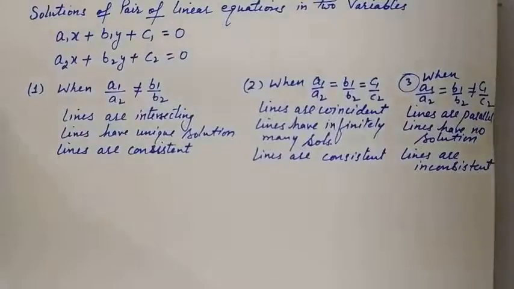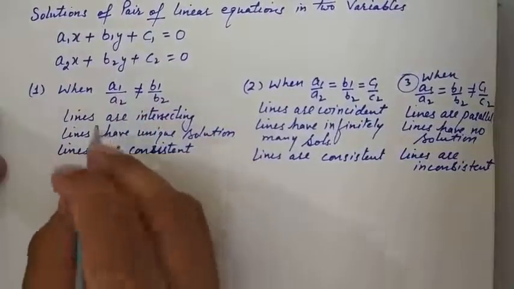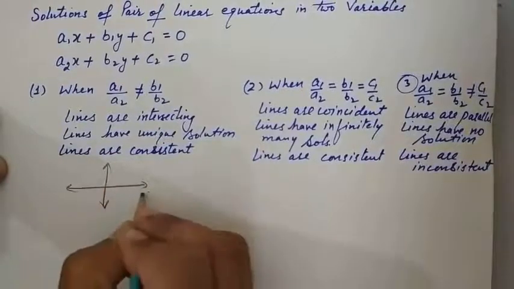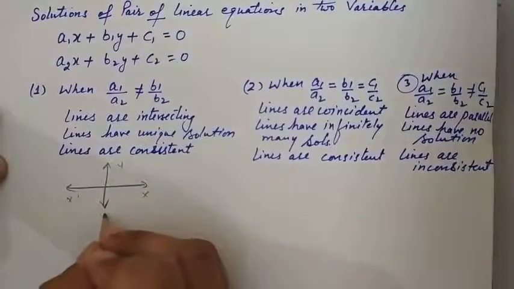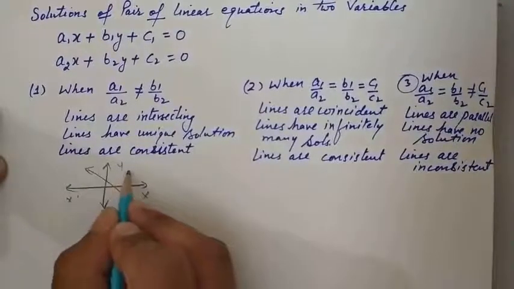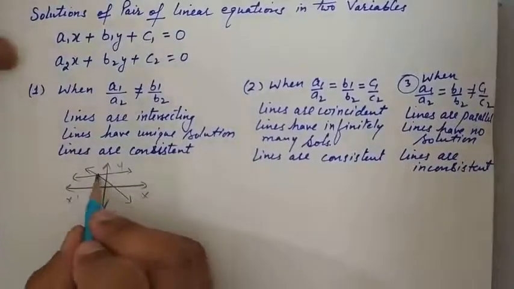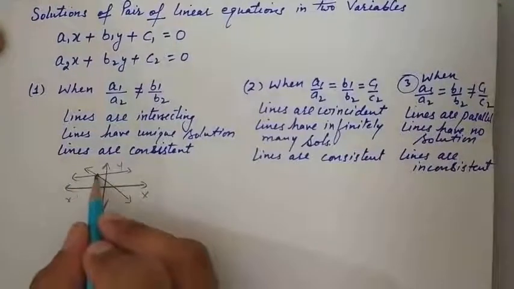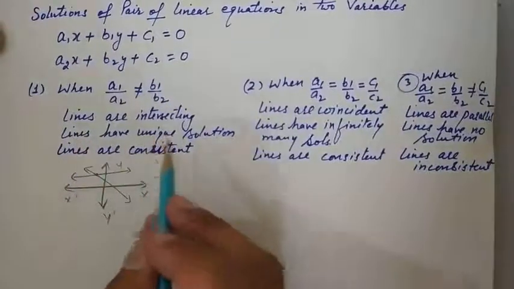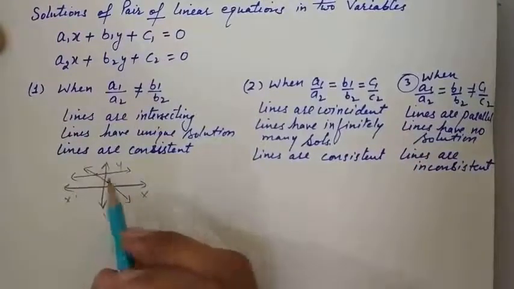So let's draw these. When a1 over a2 does not equal b1 over b2, lines are intersecting. So in this case, suppose this is the x-axis and y-axis. Here the lines are intersecting. Suppose these are two lines and they intersect at this point. This is the common point of these two lines, so this is called the common solution. So lines have a unique solution, and this pair of lines is called consistent.